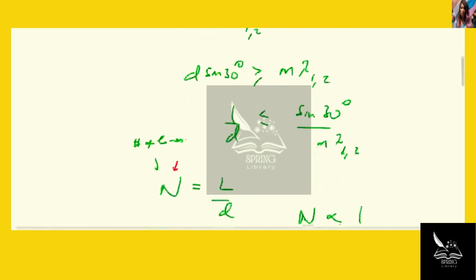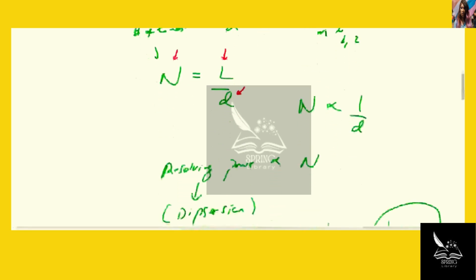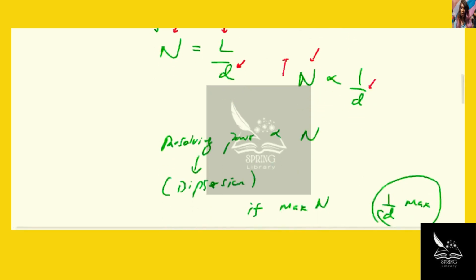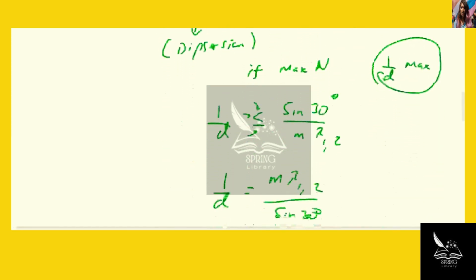Assuming that n was the number of lines and L is the length covered by the slits and d was the slit separation, we have n being inversely proportional to the slit separation, meaning if you increase the number of lines, you reduce the separation. The resolving power is the dispersion.